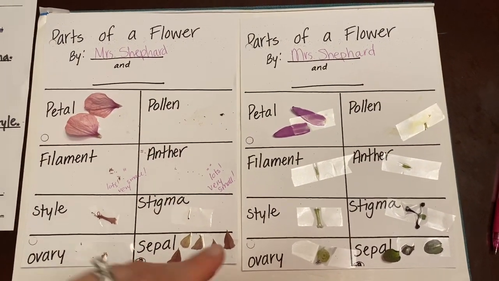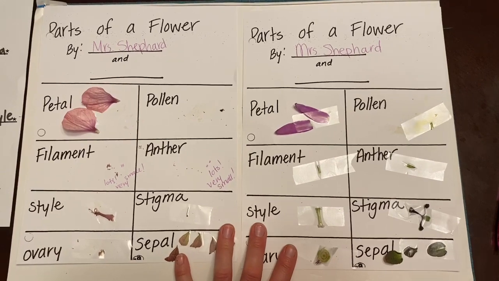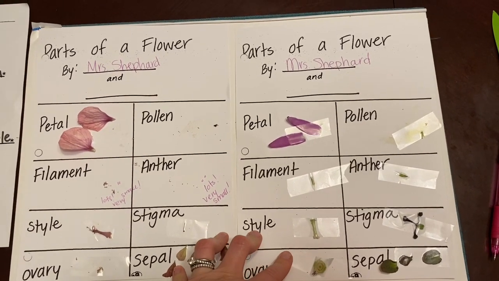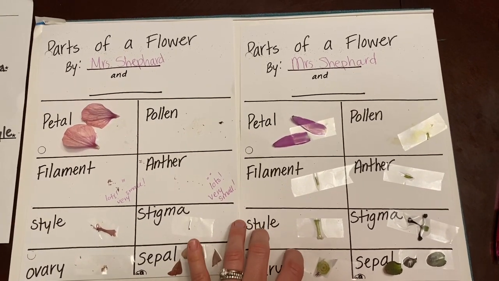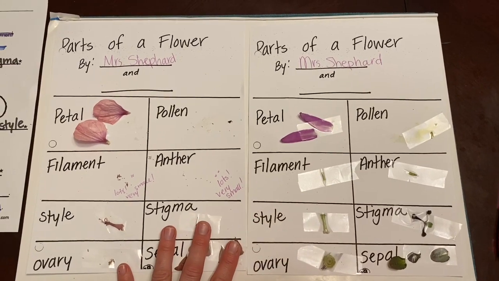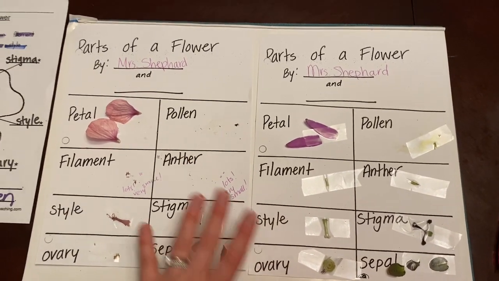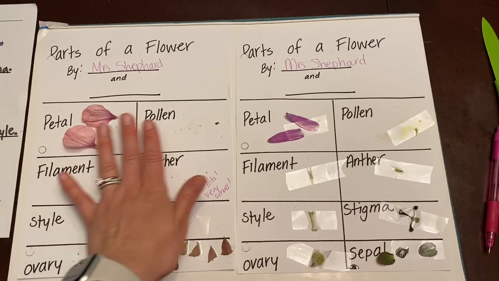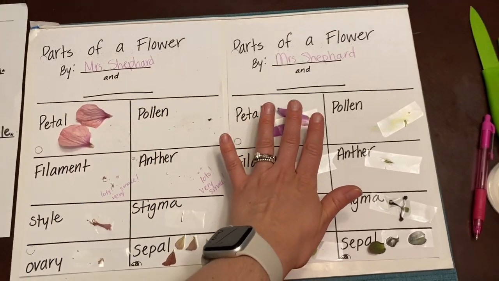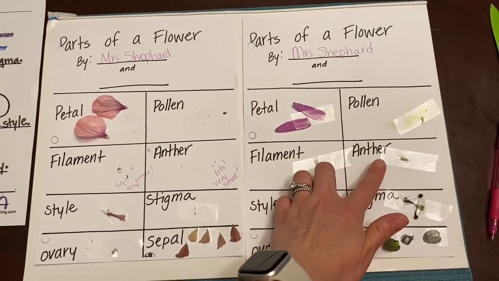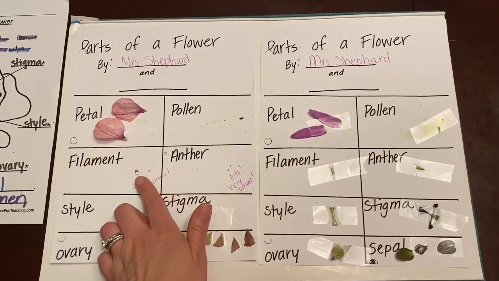Okay, scientists, so I ended up doing 2 different types of flowers. Both of them I found in my backyard, and I'm gonna look at both of my dissection sheets and kind of compare the petals and the shapes and how they're different. The pollen, the sizes of the anthers, the sizes of the filaments.